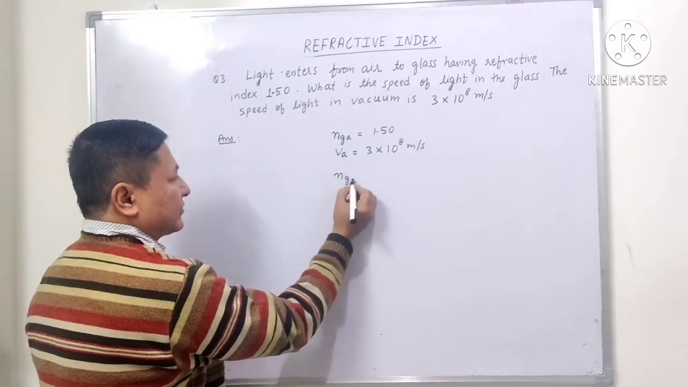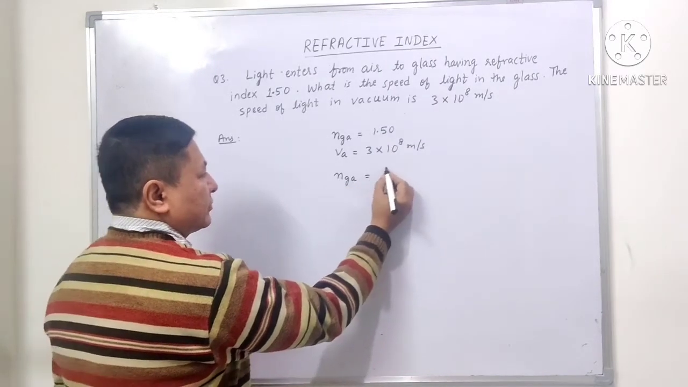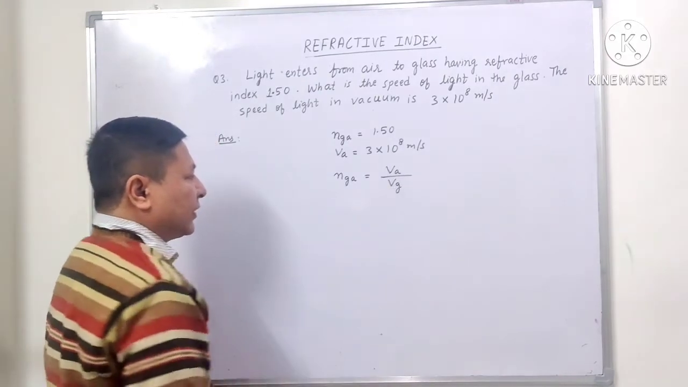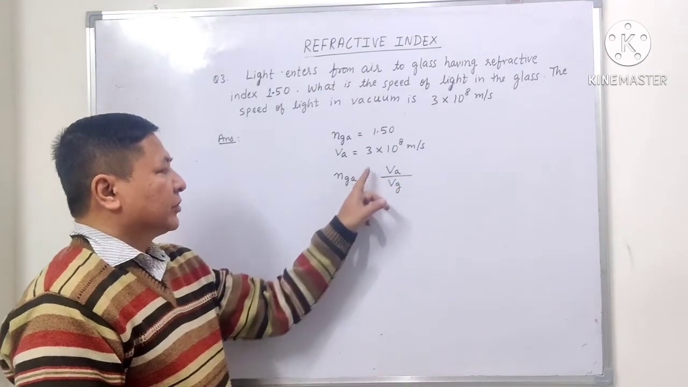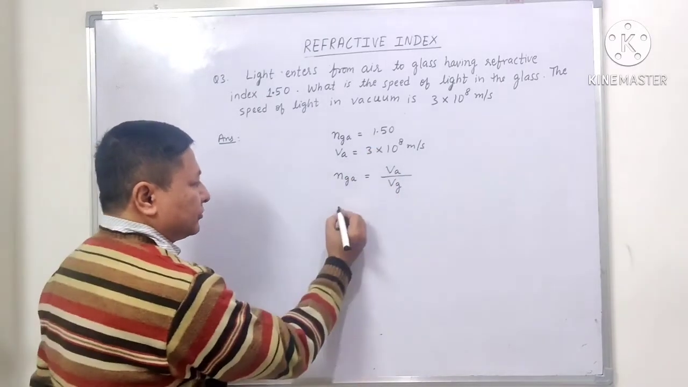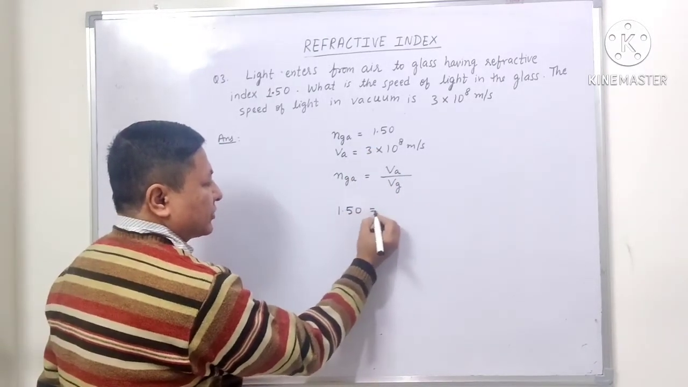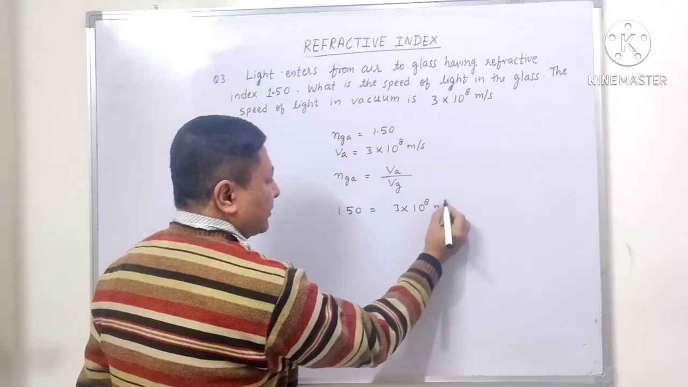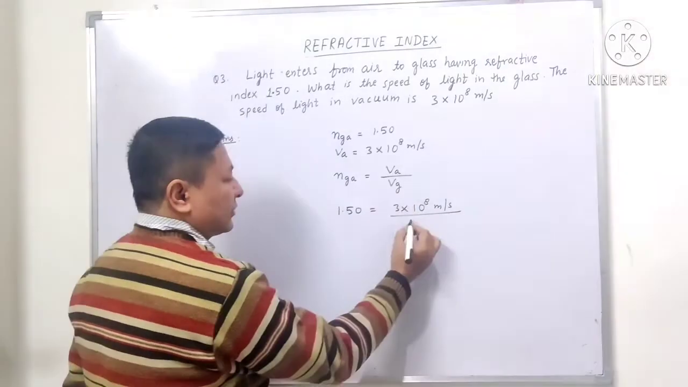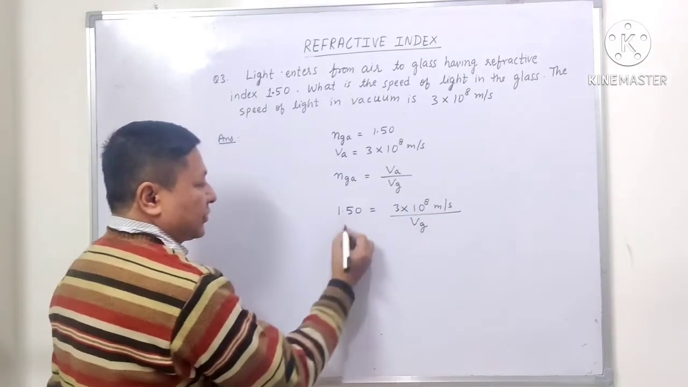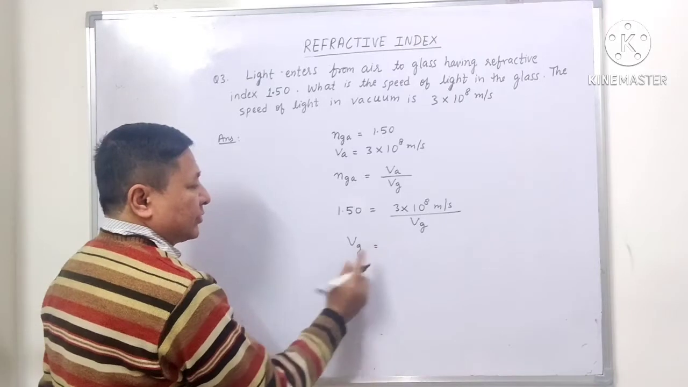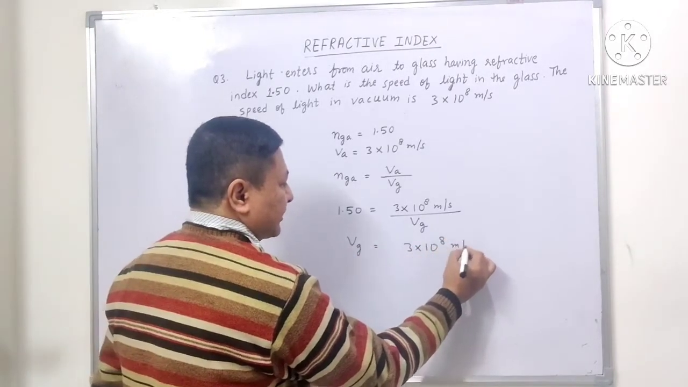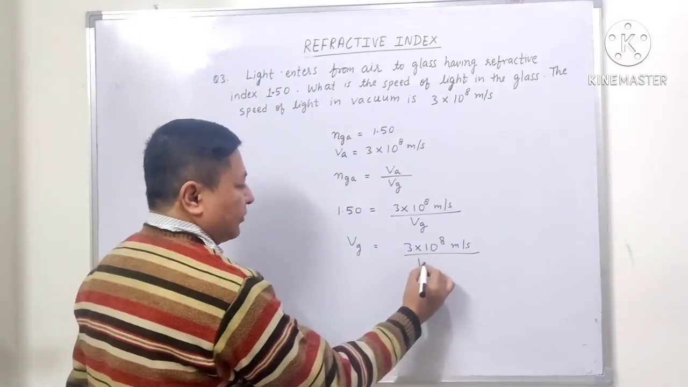Now refractive index of glass with respect to air is equal to speed of light in air upon speed of light in glass, and the refractive index is given 1.50. So 1.50 is equal to speed of light in air, 3 into 10 raised to 8 meter per second, upon speed of light in glass. So we'll cross multiply, so that will become speed of light in glass is equals to 3 into 10 raised to 8 meter per second upon 1.50.